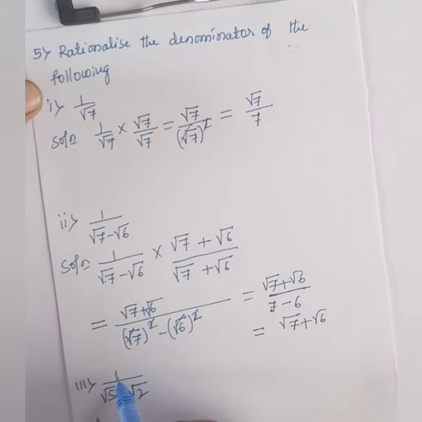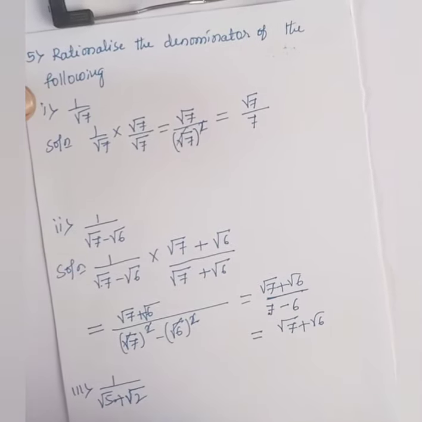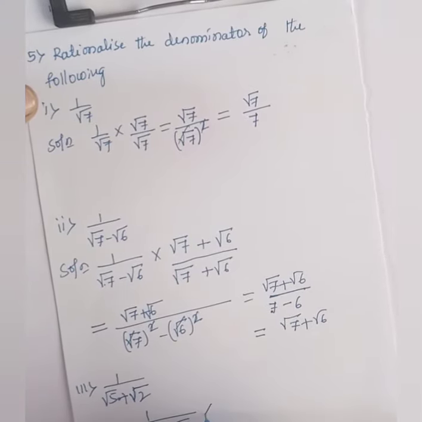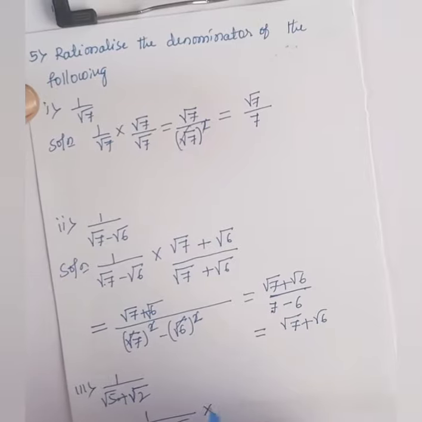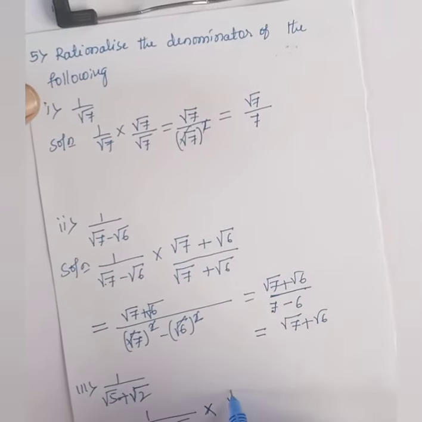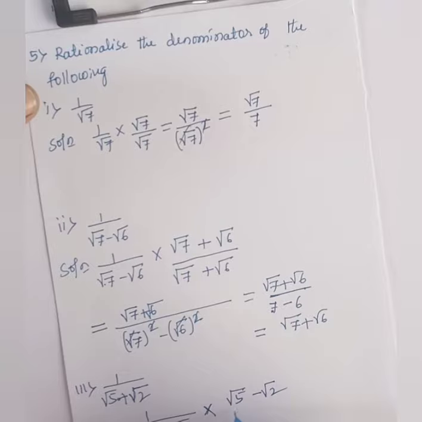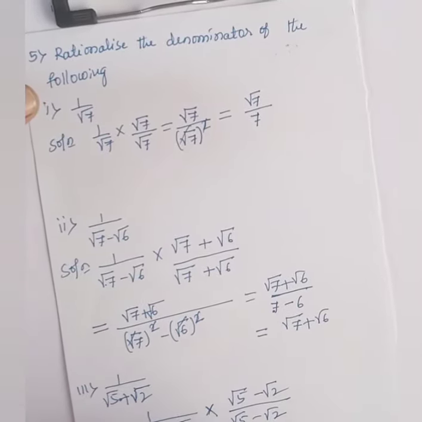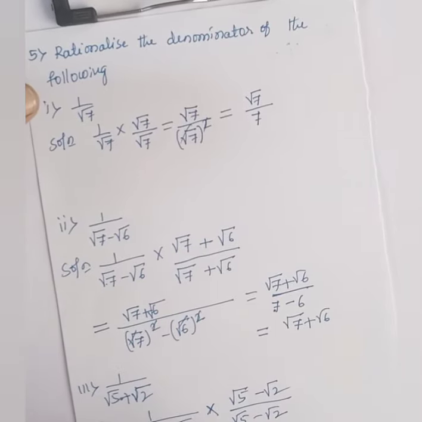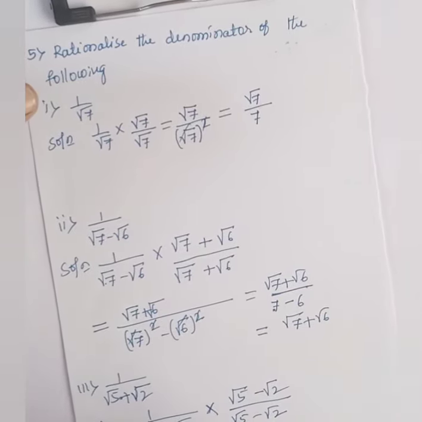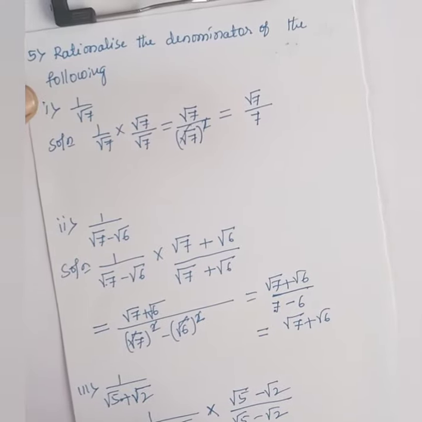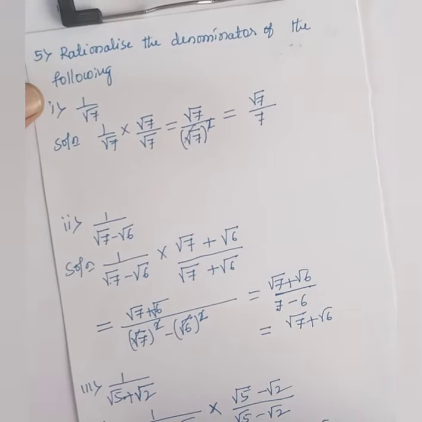Similarly, next question is rationalize 1 by root 5 plus root 2. Solution: 1 divided by root 5 plus root 2 into, rationalize is nothing but what? You have to write the same here and change the sign. Now root 5 minus root 2 divided by root 5 minus root 2. That gives us again 1 into root 5 minus root 2, which gives us the same only. It is again a plus b into a minus b, which gives us a square minus b square. Here a is root 5, b is root 2.